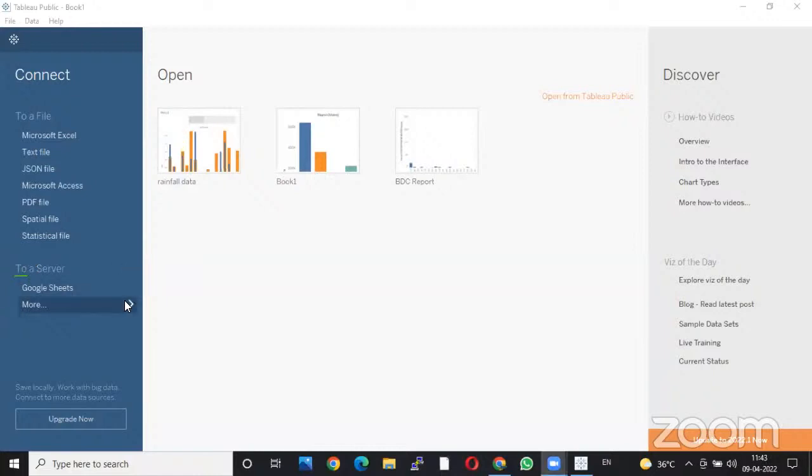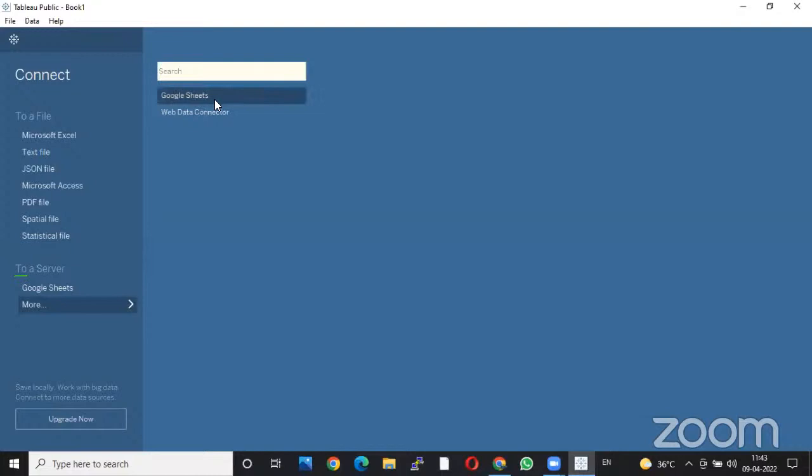So here in the More option, if I go, I can see Google Sheets and Web Data Connector, only two options, because this is the Tableau Public platform. It is free. But if you go for Tableau Desktop, which is the paid version of Tableau, it has 77 plus options to connect to a server. You can imagine, 77 plus options you get in the desktop version. So here we only have two options to get connected to a server.